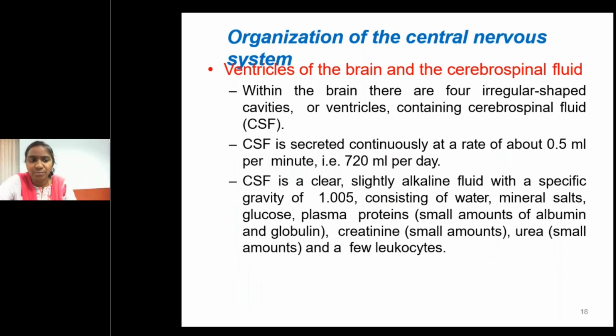Then ventricles, you know, ventricles produce CSF. So you read the CSF content.